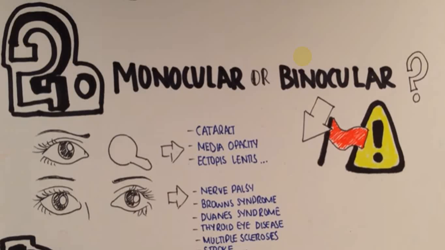While binocular, very frequently, it is because of cranial nerve palsy, particularly third, fourth, and sixth cranial nerve palsy. In congenital syndromes like Brown syndrome or Duane syndrome, also can be because of restriction of the eyeball movement, like in case of a thyroid ophthalmopathy, or we call also in case of exophthalmos, or it may be because of the central damage like multiple sclerosis, or even in a case of a stroke.